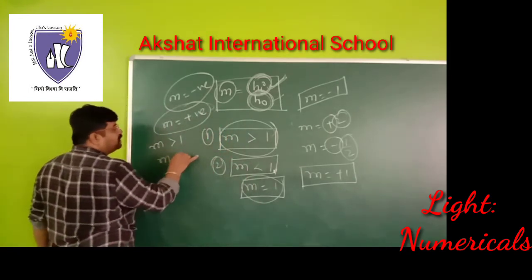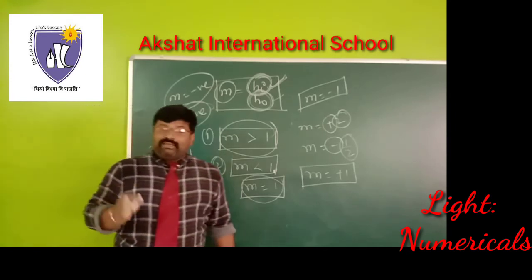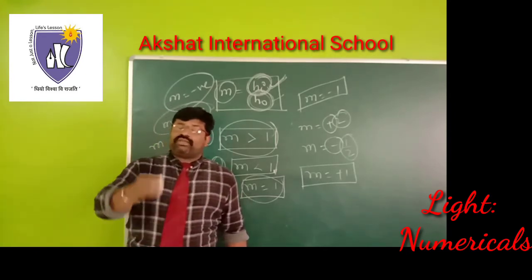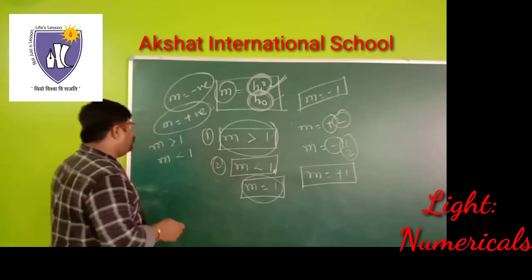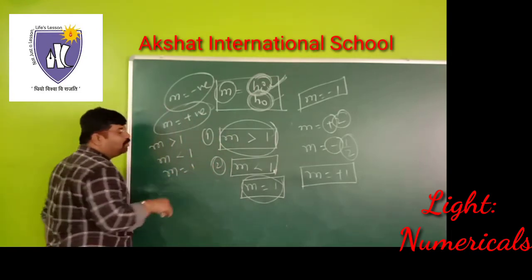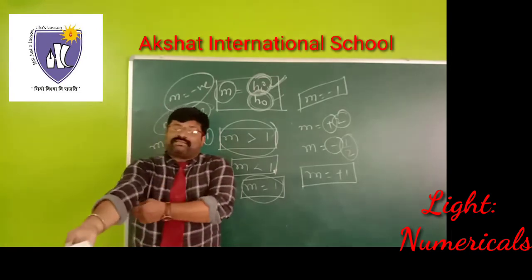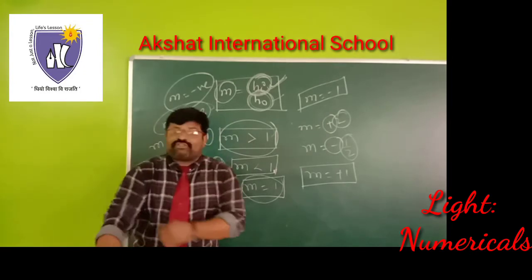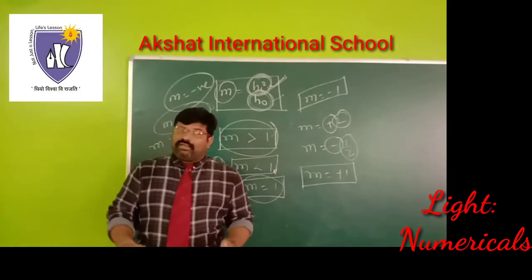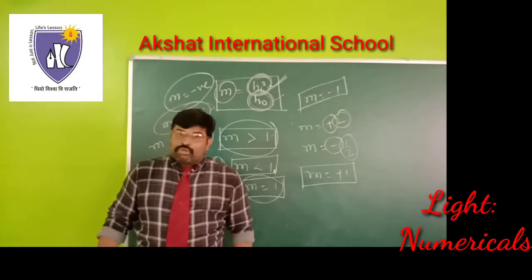If m is smaller than 1, that means the size of the image is smaller than the size of the object. And if m is equal to 1, that means the size of the image and the size of the object are both equal. Fine.